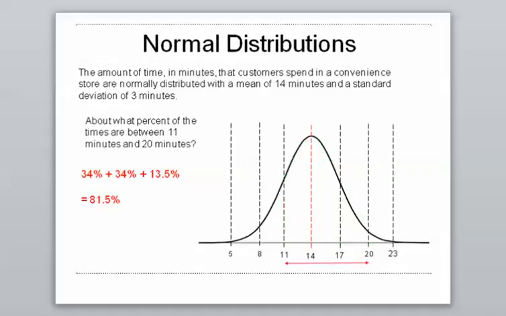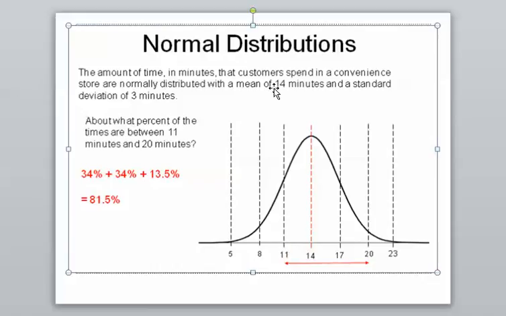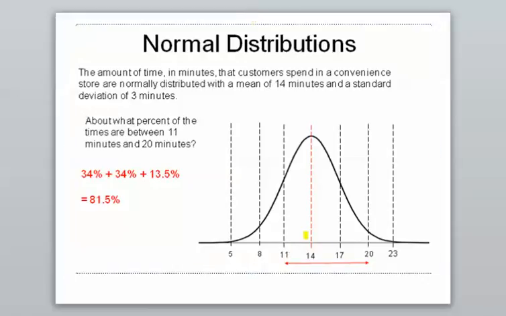Well, how do we find that information? Well, I want you to notice that what we're looking at is this one standard deviation here. This represents about 34%. And this one here is about 34%. And then this one over here is only going to be about 13.5%. So if you add those three values up, what you get is about 81.5% of the entire area.